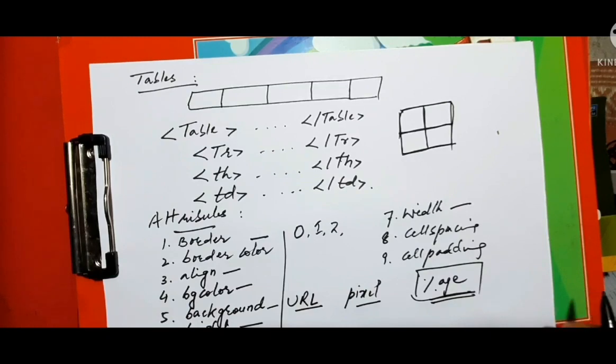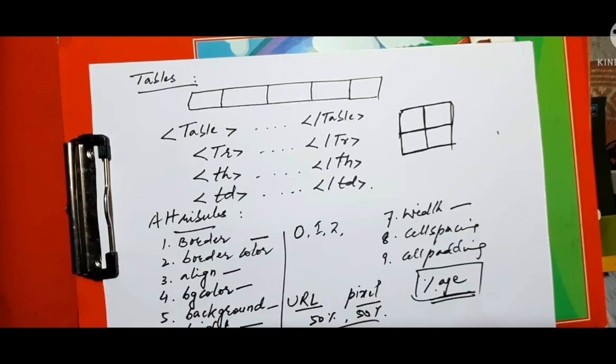Parent means browser. So if you specify height 50% and width 50%, it means the table will occupy 50% of the browser area for height and 50% of the browser area as width. Okay, next is the cell spacing.